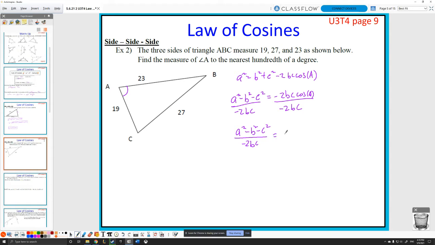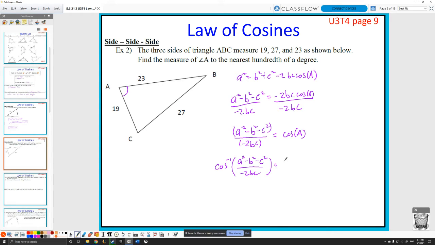Just trying to isolate my A value here. Now, I don't suggest this: you could substitute all your numbers in here and then solve for some number. That's fine, but then just be careful. I would not round it, because we want to take the inverse cosine in order to actually get a value, right? So inverse cosine of whatever this is, A squared minus B squared minus C squared all over negative 2BC.